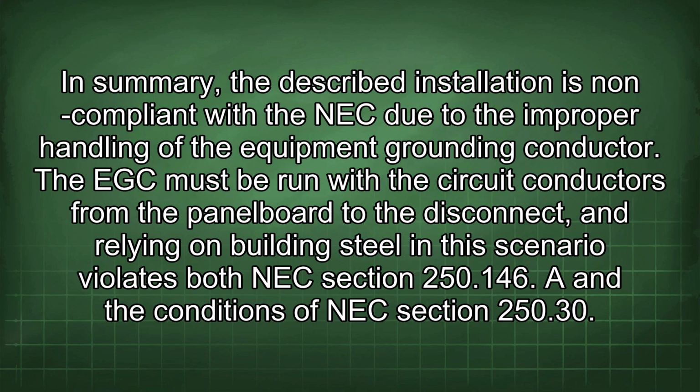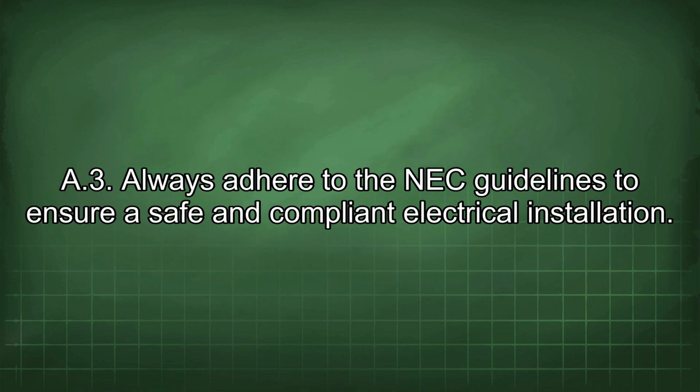In summary, the described installation is non-compliant with the NEC due to the improper handling of the equipment grounding conductor. The EGC must be run with the circuit conductors from the panelboard to the disconnect, and relying on building steel in this scenario violates both NEC section 250.146 and the conditions of NEC section 250.30(A)(3). Always adhere to the NEC guidelines to ensure a safe and compliant electrical installation.